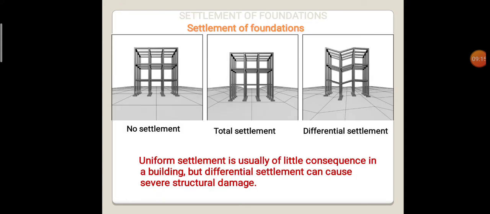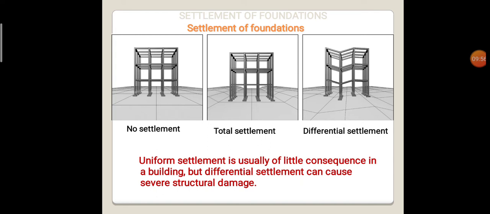From the figure we quoted three different figures for showing the displacement of the particular buildings. If you have seen the first figure, that is no settlement. Here there is some weight or load which is acting on the foundation or maybe a substructure, but there is no displacement present in the ground, and it is known as no settlement. So the second figure shows the total settlement.